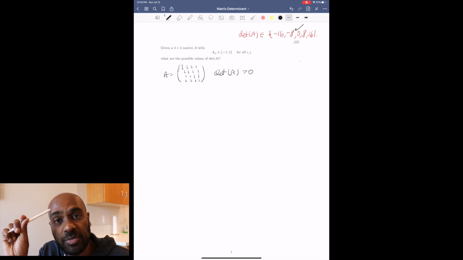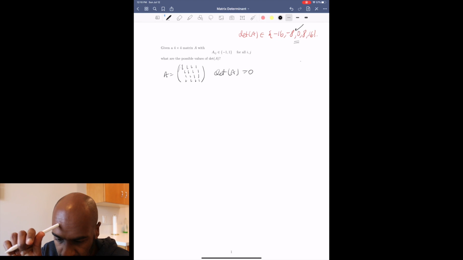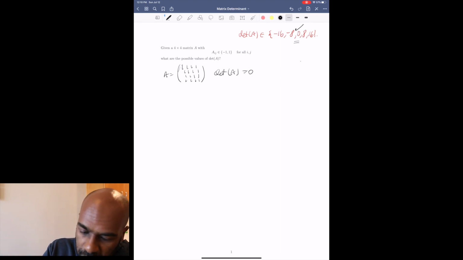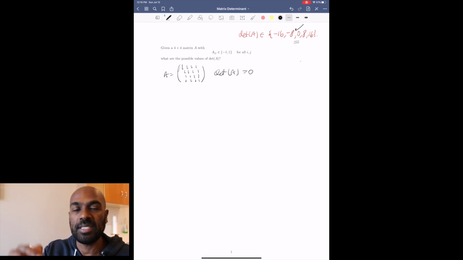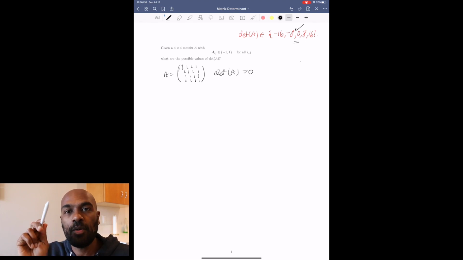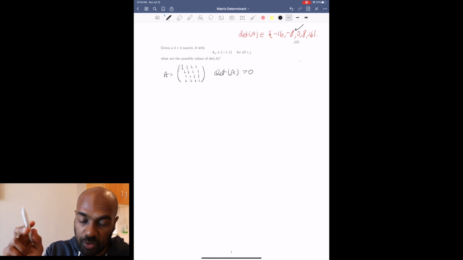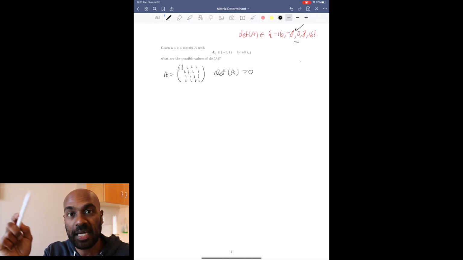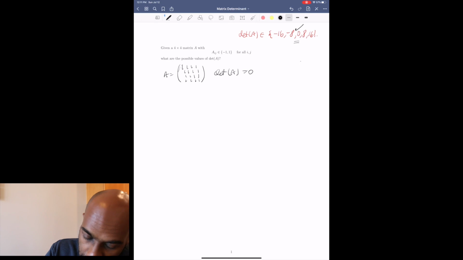Now the question is what happens with this 8 and 16 and negative 16 and negative 8. So if we can achieve one of these values, 8 or 16, or negative 8 or negative 16, then by multiplying one of the rows by negative 1, we can achieve another value. So for example, let's say we had a matrix whose determinant was 8, then we should be able to find a matrix whose determinant is negative 8 by multiplying the first row by negative 1 all throughout.